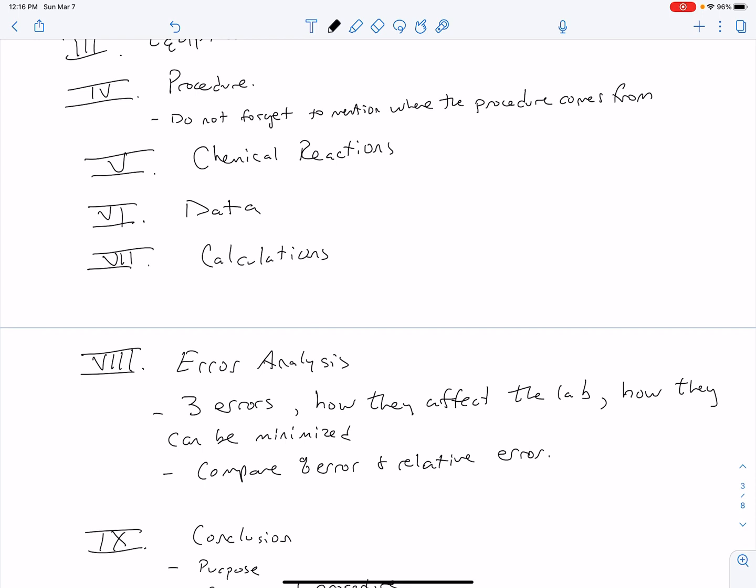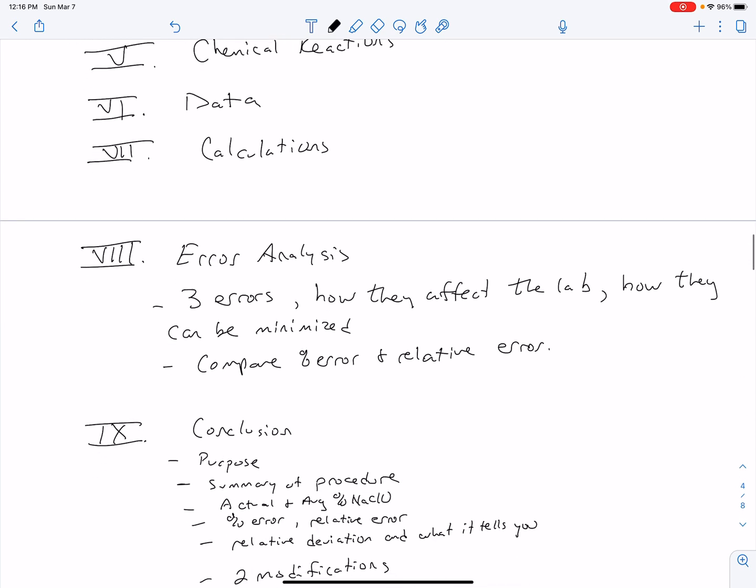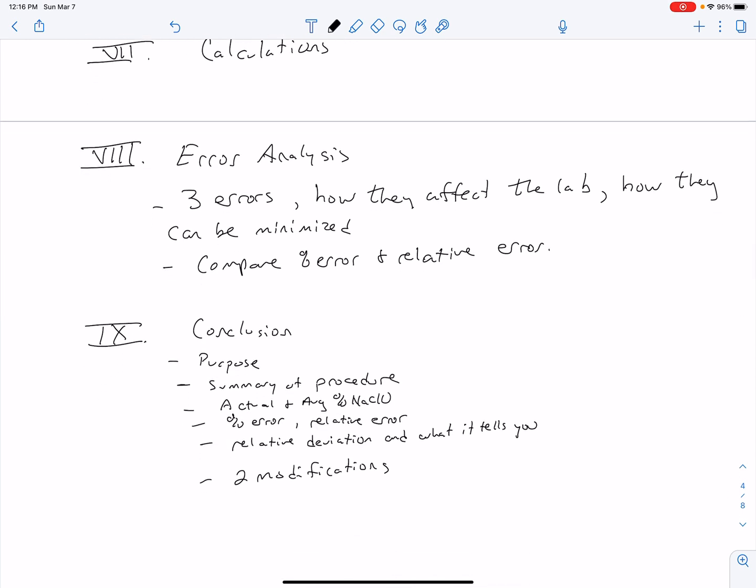Okay. Well, let's then go down to the last part, the conclusion. So what is in the conclusion? Purpose. What was the purpose of the lab? It's a quick summary of the procedure, and we mean a quick summary. So in this case, you're talking about 5 milliliters of a bleach solution were diluted to 100 milliliters in a volumetric flask. 25 milliliters of the solution was pipetted into an Erlenmeyer flask.